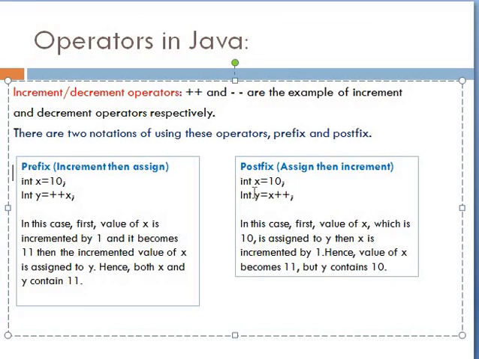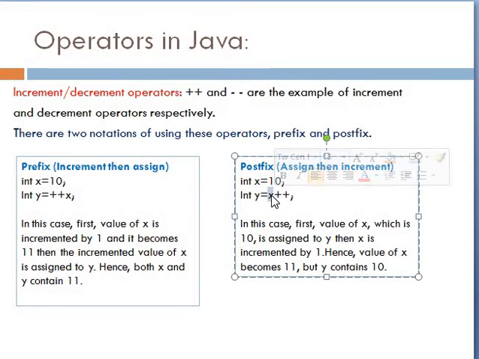But y shall contain the value 10 only. This is because before the value of x was incremented, the old value of x was 10, and that old value of x, which was 10, was assigned to this variable y. So that's why it said here y contains the old value 10, whereas the value of x becomes 11.